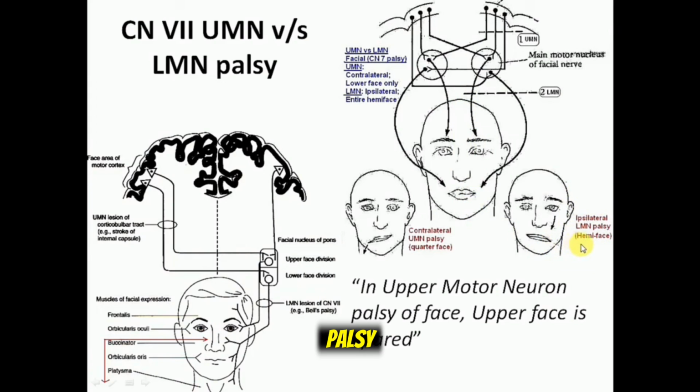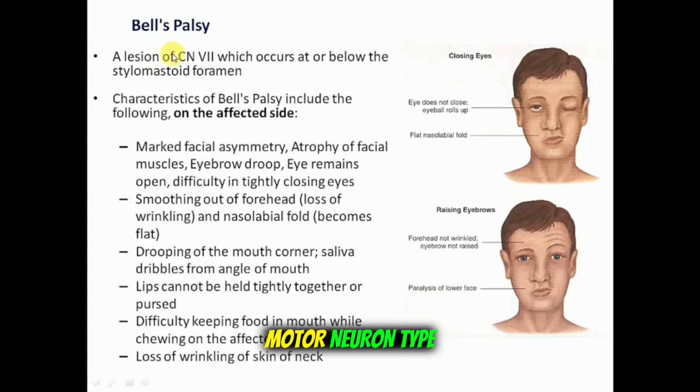So Bell's palsy is an example of the lower motor neuron type of facial palsy, that is infranuclear facial palsy. And here the lesion is of the facial nerve fibers, which may occur at or below the stylomastoid foramen. The characteristics of Bell's palsy include all of the following on the affected side, that is ipsilateral infranuclear facial palsy, in which there is marked atrophy of the facial muscles and facial asymmetry of the same side.